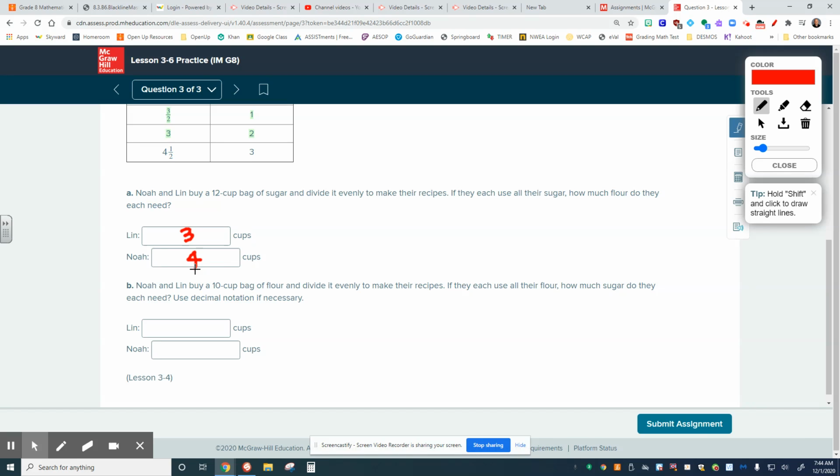Use the same strategy when we're talking about 10 cups of flour and divide it evenly in the recipe. They both got 5 cups. How much sugar do they need to go with their values? Use decimal notation if necessary, and you're off. Go ahead and hit submit when you're all done. You're doing great.